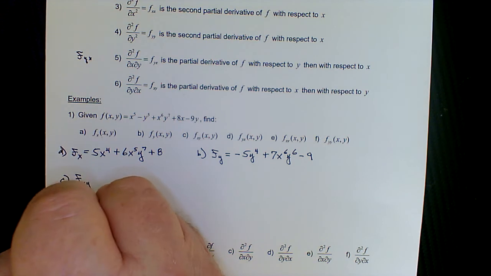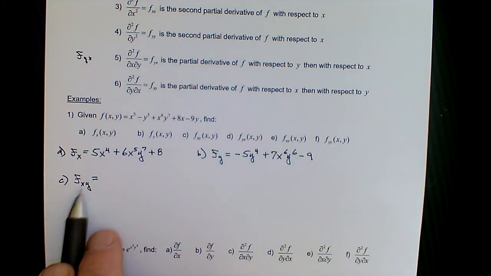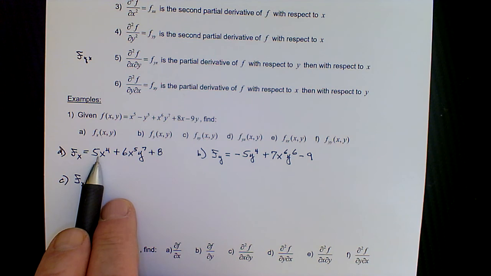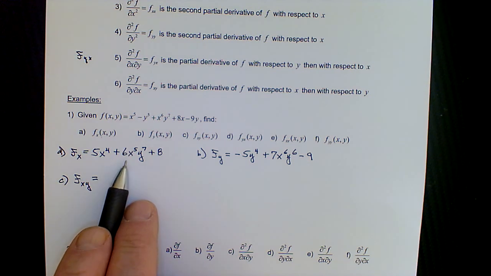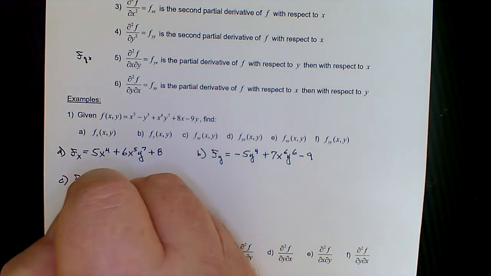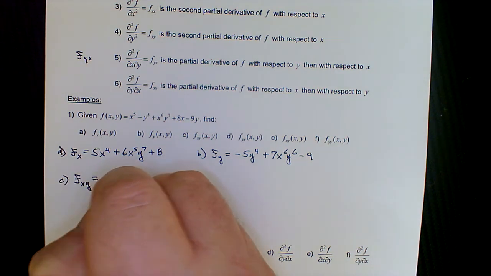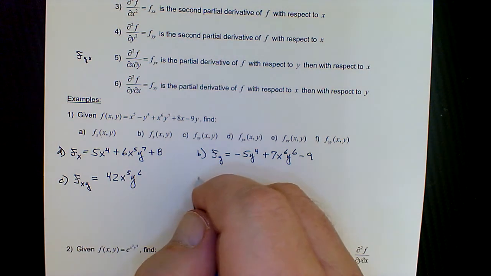Okay, we'll go to part C, the mixed xy. That's going to be focusing on the partial with respect to x first, and then with respect to y. So looking at A, we're now differentiating with respect to y. X is held as a constant, so 5x to the fourth goes to 0. For this term, y to the seventh differentiates to be 7y to the sixth, times 6x to the fifth, 42x to the fifth y to the sixth, and then the derivative of the constant, of course, is 0.